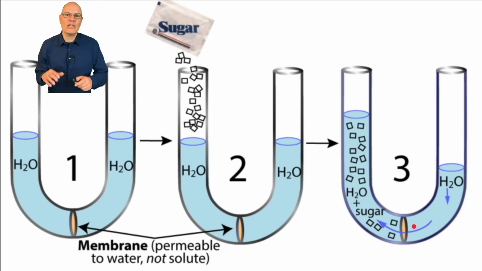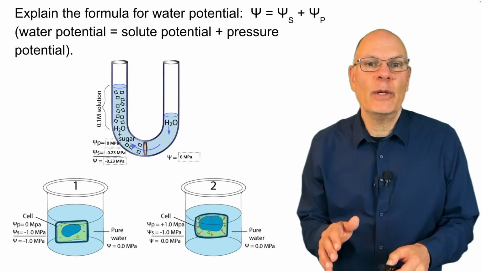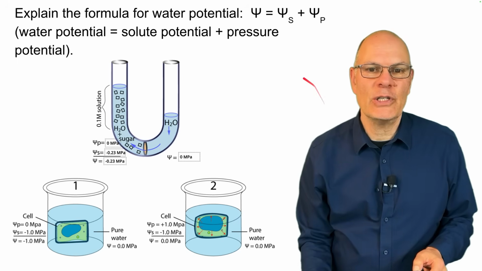Could you have explained this entire thing with just hypotonic and hypertonic? Well, I just did, but you'll see that water potential is more quantitative, and it allows for other factors to be included, such as pressure. Explain the formula for water potential. Here it is over here.